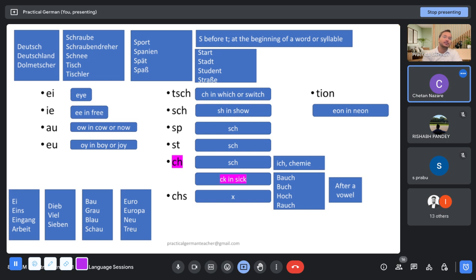Sorry. Rauch is smoke, yeah. But what is cigarette, Chetan, in German language? No, I don't know. Even I don't know. I think it's Zigarette. Yeah, even I don't know. It's not important for you. You should know, otherwise, it's not relevant.